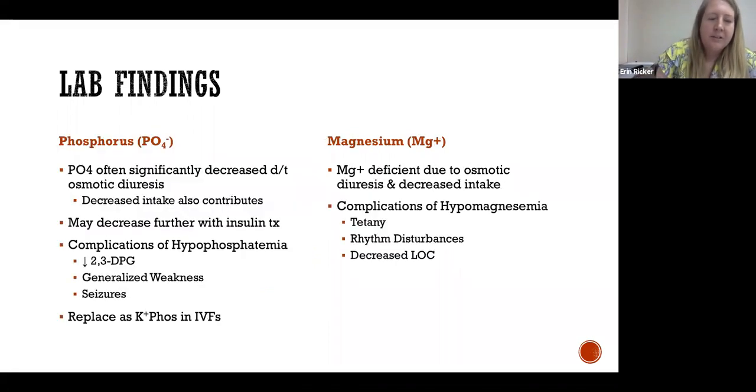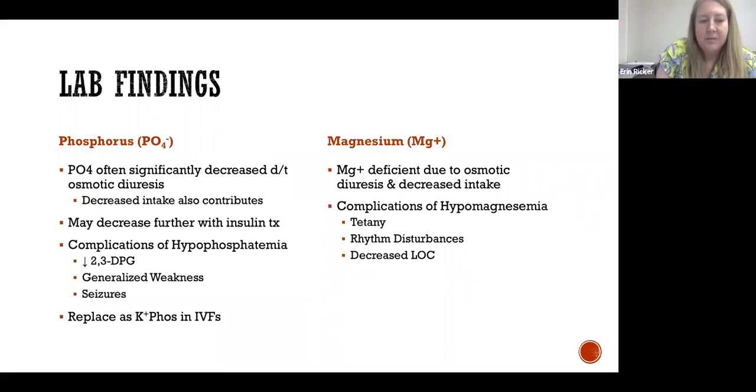All right, couple more electrolytes. Phosphorus. Phosphate is often decreased, again, secondary to the osmotic diuresis. You're also not taking in as much. And so that's going to lead to overall lower levels in the body. As you begin treating with insulin, this is going to decrease even further. Why does this even matter? Who cares if your phosphate's low?